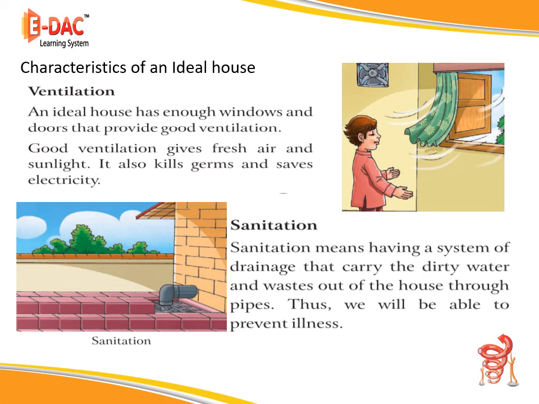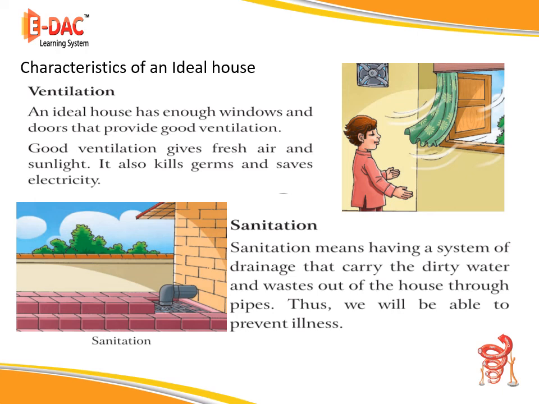So can you imagine your house without windows? How will it be? Without windows, a room will be dark and no fresh air will be there. So proper ventilation is very important. Windows have to be there in your house. A cross ventilation should be there so that you get the fresh air and sunlight from outside.